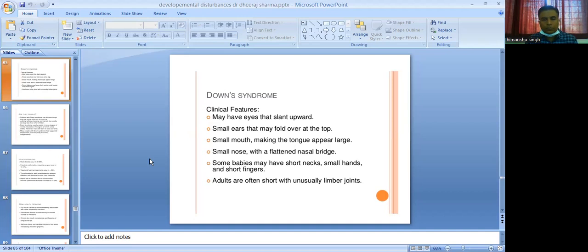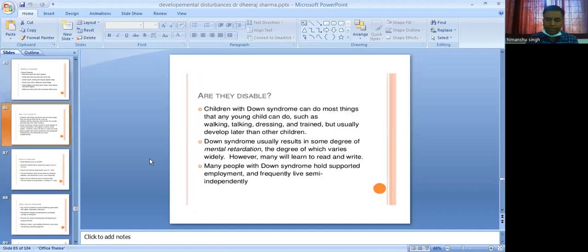Clinical features include: the person suffering from Down syndrome may have eyes that slant upwards, small ears that fold over at the top, a small mouth making the tongue appear large, and a small nose with a flattened nasal bridge. Some babies may have a short neck, small hands, and short fingers. Adults are often short with unusually limber limbs.